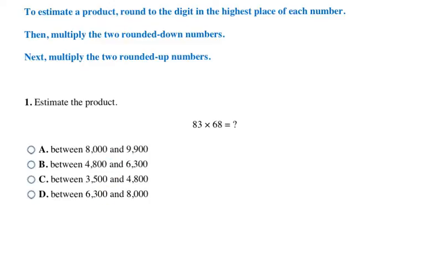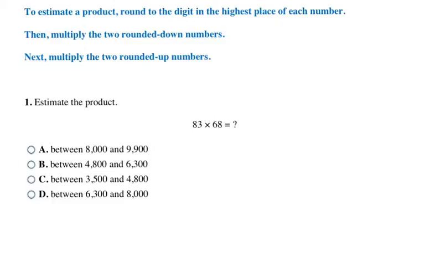To find out which numbers it's between, you're going to look at the highest place value of each number, and you're going to round each of those numbers up and multiply that, and round each of these numbers down and multiply those two numbers. So I'll show you what that looks like.